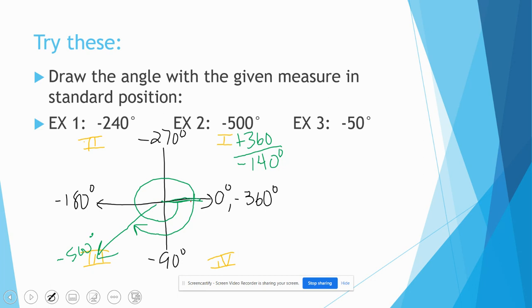Our last value for this set of examples is negative 50. That's going to be between 0 and negative 90. Just going to get us maybe about right here. And so going clockwise down just a little bit, and we are stopping in quadrant 4 for that terminal side.